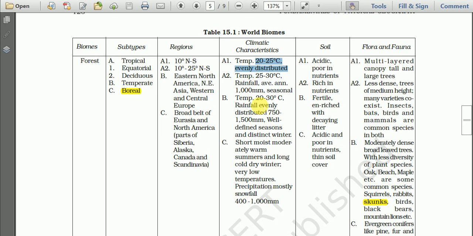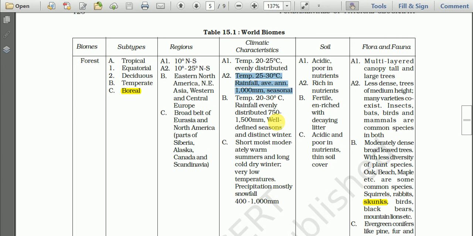And for the tropical deciduous forest biome, the temperature condition is ranging between 25 to 30 degrees Celsius, and the average annual rainfall is around 1000 millimeters. But in this case the rainfall is seasonal.